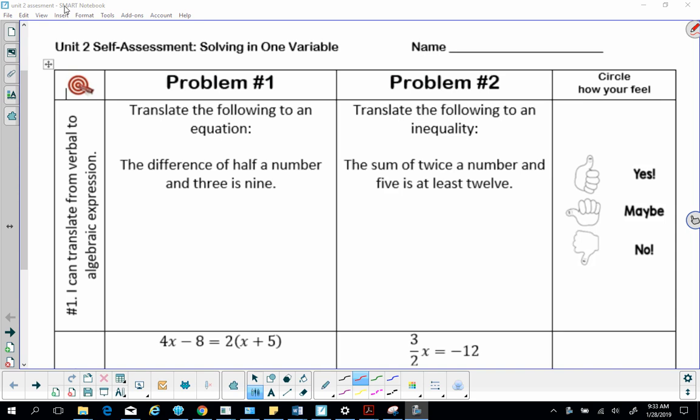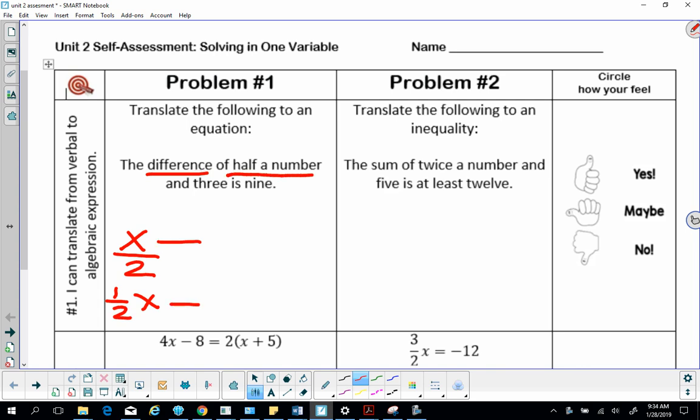First one says translate the following to an equation. The difference. What does difference mean? Subtraction of half a number. So I'm going to use x as my number. If I want to take half of it, what does that mean? Divided by 2. Divide by 2, or you can multiply by 1/2. So it could look like this, x divided by 2, or it could be 1/2 x. Either way, they're the same thing.